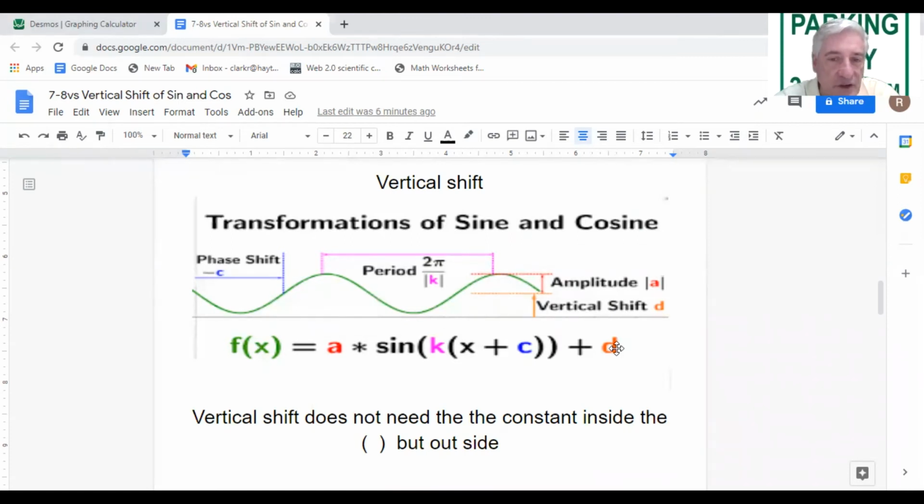The vertical shift does not need the constant inside. It needs to be outside the parentheses. The plus has to be after the X. And if you're using parentheses, it needs to be outside the parentheses.